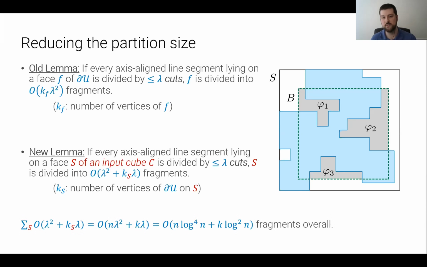So doing the sum again, let's sum over the total number of fragments that we create. Well, there's n input faces S, and so we get n lambda square plus only k lambda. Our choice of lambda by our algorithm, because everything else stays exactly the same, save for this new definition of free cuts, gives log square n. And that's the resulting size of the new improved algorithm.